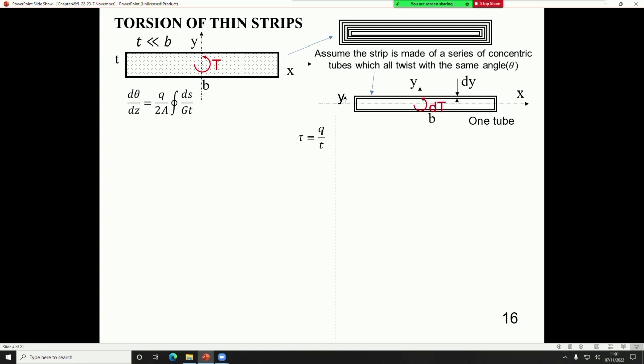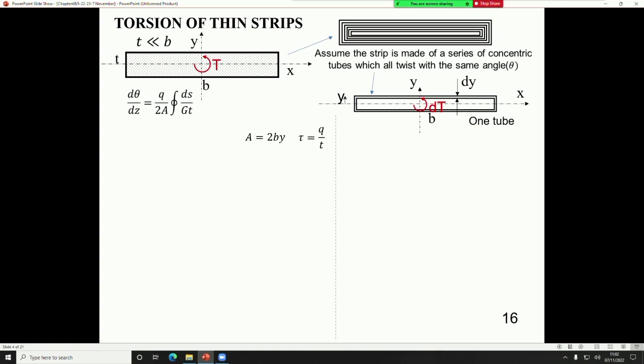So you said you had difficulty understanding the area, which I'm going through very quickly, not the whole slide, because it's already available on podcast. Here we've got a tube with the thickness of dy, so t is equal to dy, and it's subject to a torque of dT. The area is equal to 2b times y. The top panel is located at the distance of y from the x-axis. Do you agree the bottom panel is also located at the distance of y? So this height is equal to 2y. The width is equal to b. So the area enclosed by the perimeter is equal to 2b times y.